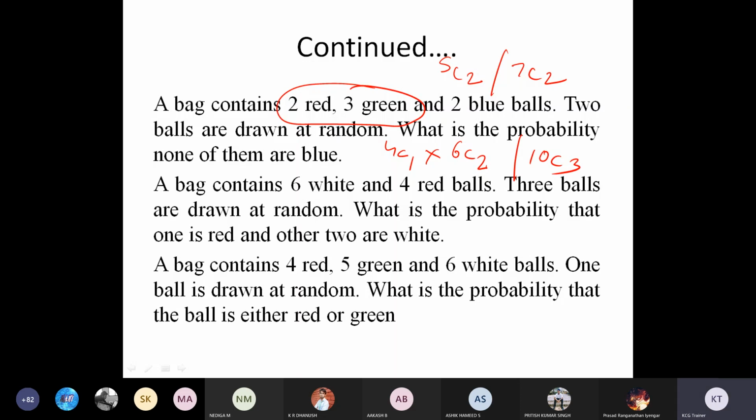Next question, a bag contains 4 red, 5 green, 6 white. 1 ball is drawn at random. What is the probability that the ball is either red color or green color? We want only 1 ball, either red, so select 1 from red or select 1 from green, whole divided by 15C1 because totally there are 15. 4C1 plus 5C1 whole divided by 15C1.